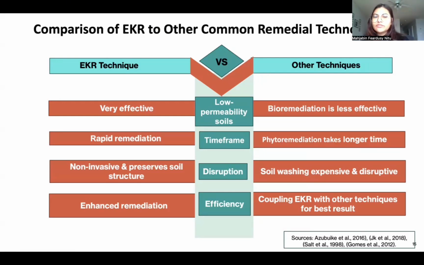If we compare electrokinetic with an ex situ technology like soil washing, we can see that electrokinetic is very non-invasive and preserves soil structure, which is very important for a sustainable environment. And soil washing is very disruptive to the environment and also expensive. Based on efficiency, we can combine electrokinetic remediation with other remedial technologies like bioremediation and phytoremediation, so that they provide maximized remedial results.